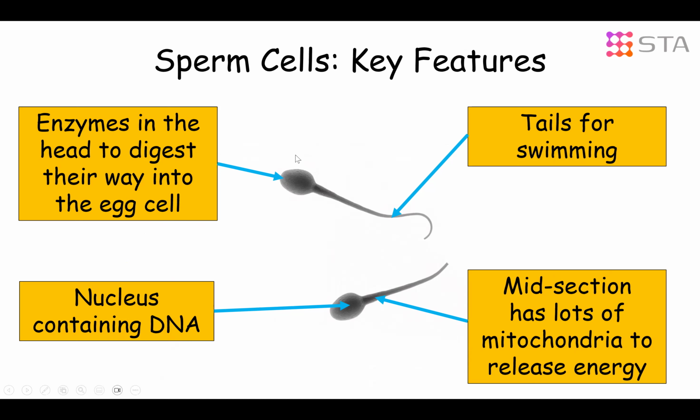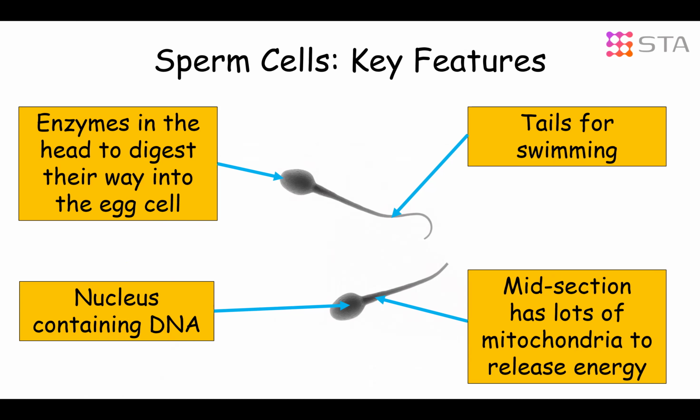In the head of the sperm, just next to the nucleus, there is a little section. It's called an acrosome, but you don't need to worry about that word. And it contains a little structure containing enzymes. These enzymes digest their way through the cell membrane of the egg cell, so that the nucleus of the sperm can actually get into the egg.